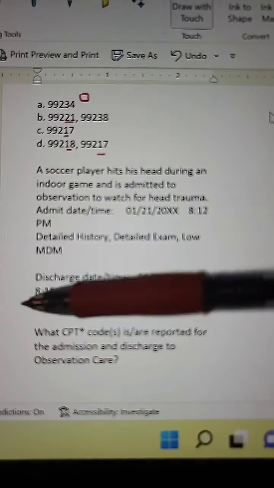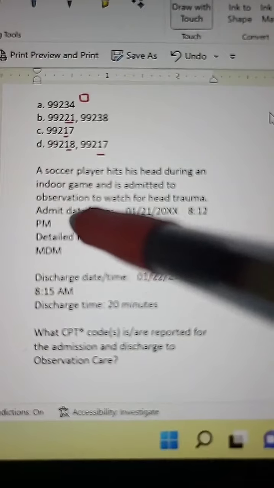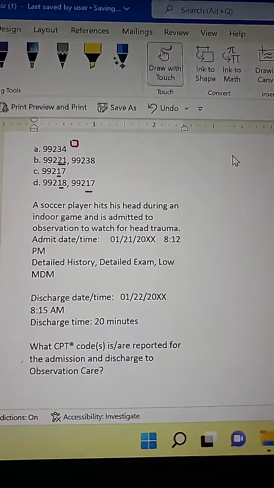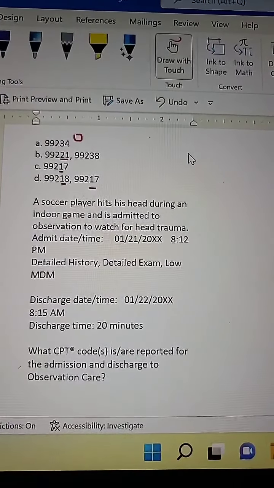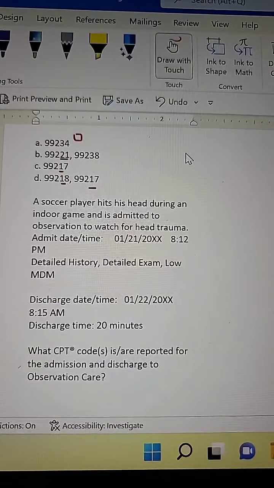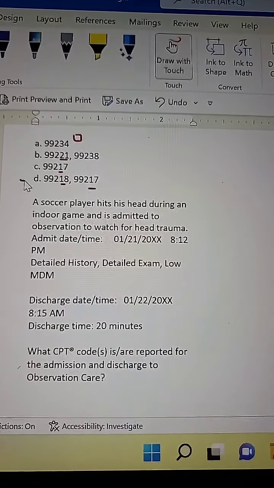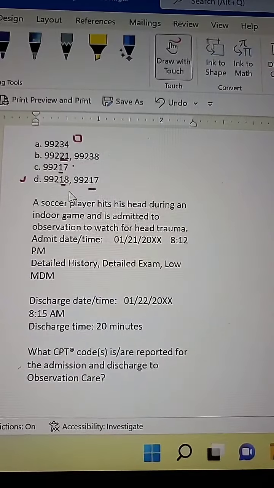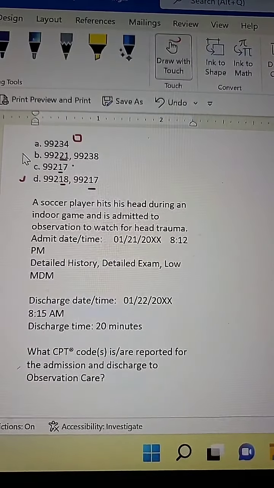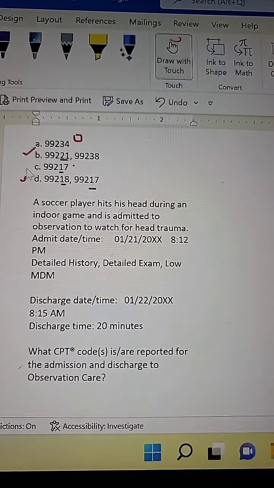I know it's fuzzy. Mr. Lovett loves D. We got a vote for D. Anybody else? We've got admit to the hospital, observation, admit and discharge. I think this is just a discharge only, and this is an admit and a discharge from observation. We got a vote for B. Another vote for D.